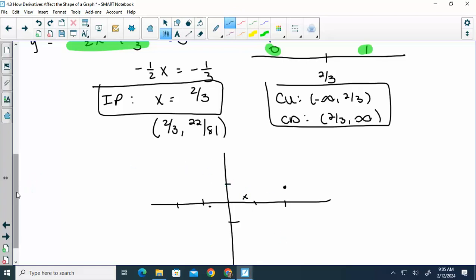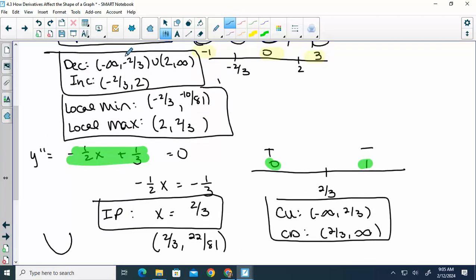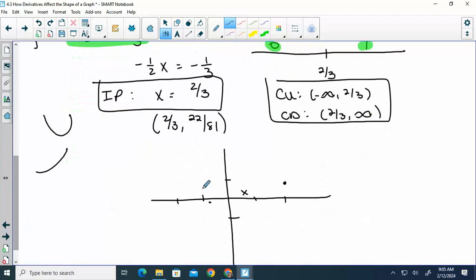Okay, we know our graph is curved upward until I get to that point. So curved upward, that's like this or this. Oops, not that. We are curving upward, so it could start out decreasing or it could start out increasing. But if we look, our graph was decreasing until I got to that negative 2/3. So it's falling but curved upward. So it would have to look like this.